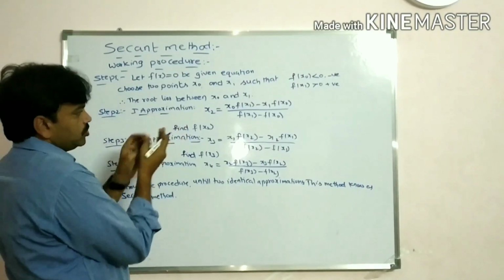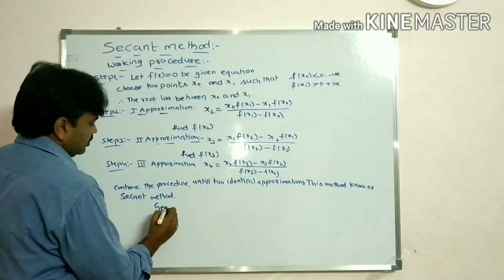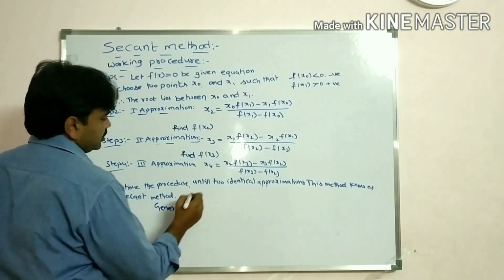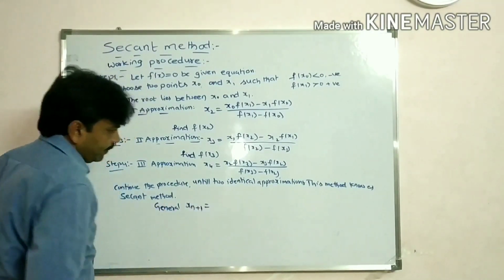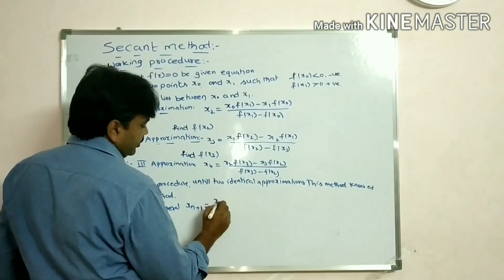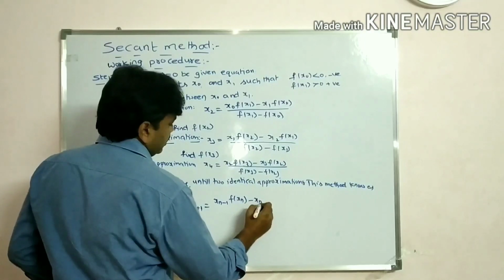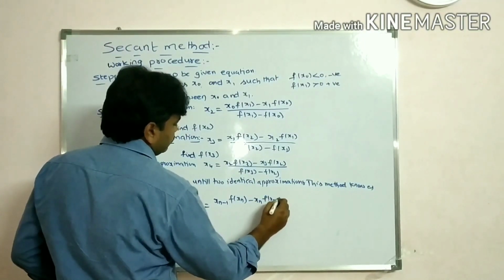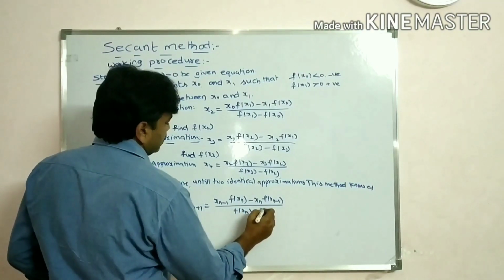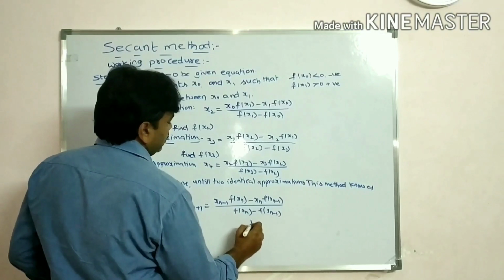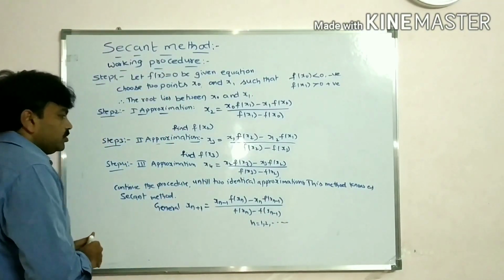Now, if you observe this formula, students, we can generalize. What is the general formula? We can write x(n+1) is equal to x(n-1) f of xn minus xn f of x(n-1) divided by f of xn minus f of x(n-1). Here n starts from 1, 2, 3 and so on.